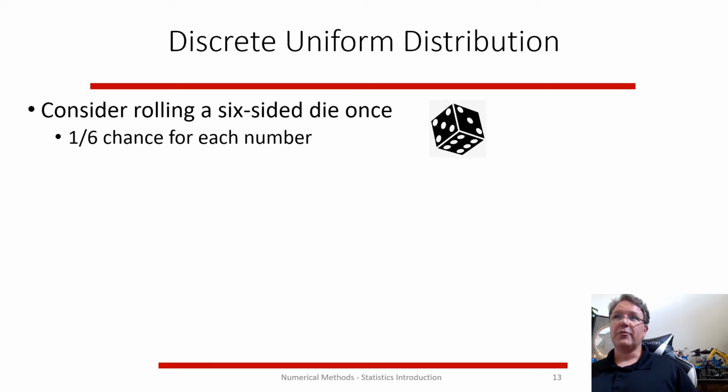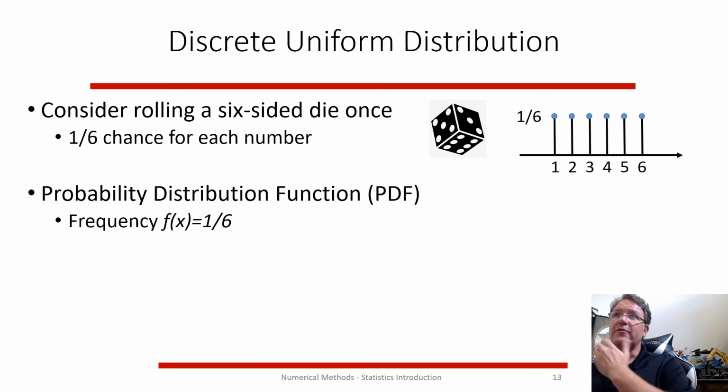One that we're pretty familiar with, you should be if you ever played any board games, is rolling a die. Single six-sided die. It's going to have a 1 in 6 chance of any of the numbers. It's called a uniform distribution. So it's discrete. As long as you don't have a weighted die, you have the same probability, the frequency should be equal for all of them.